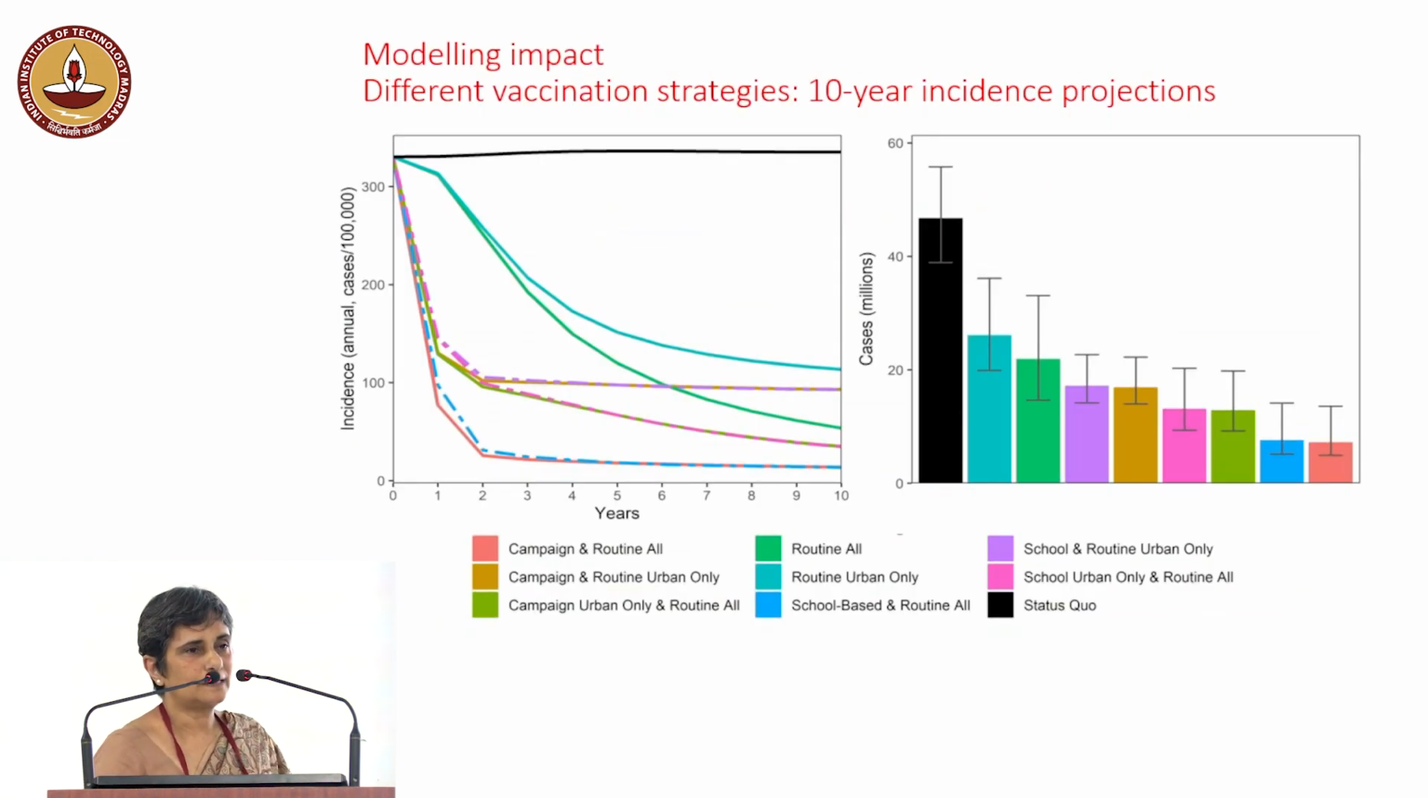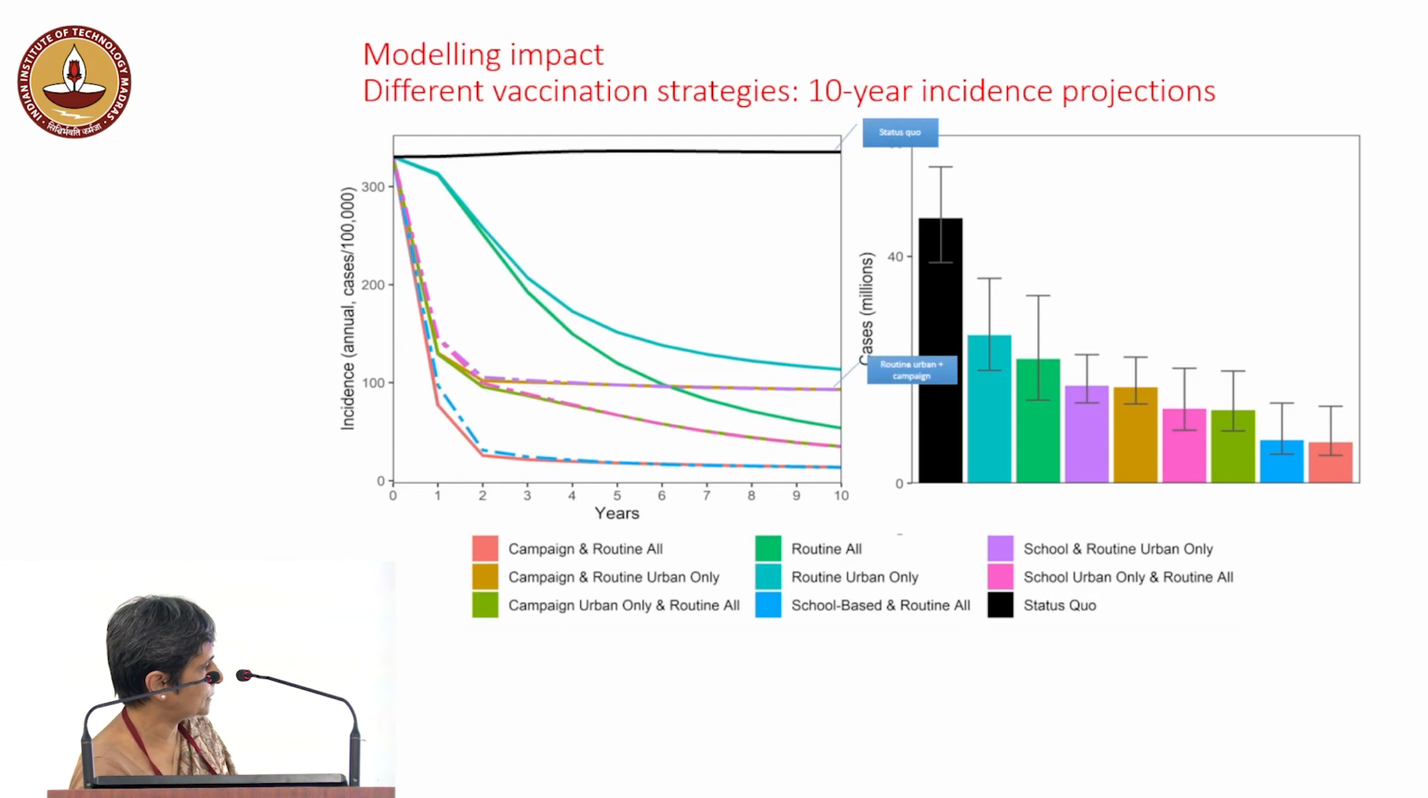Now, we used all of this data. We also had another tier of surveillance where we captured complications from typhoid. So I'm not going to go into that, but we used this data to model what would happen if we introduced vaccine. So what you have in the black line up here is status quo. And if you were to follow a policy that was to introduce the vaccine into just the urban areas, routine immunization, and do a campaign, this would be the decrease that you would see.